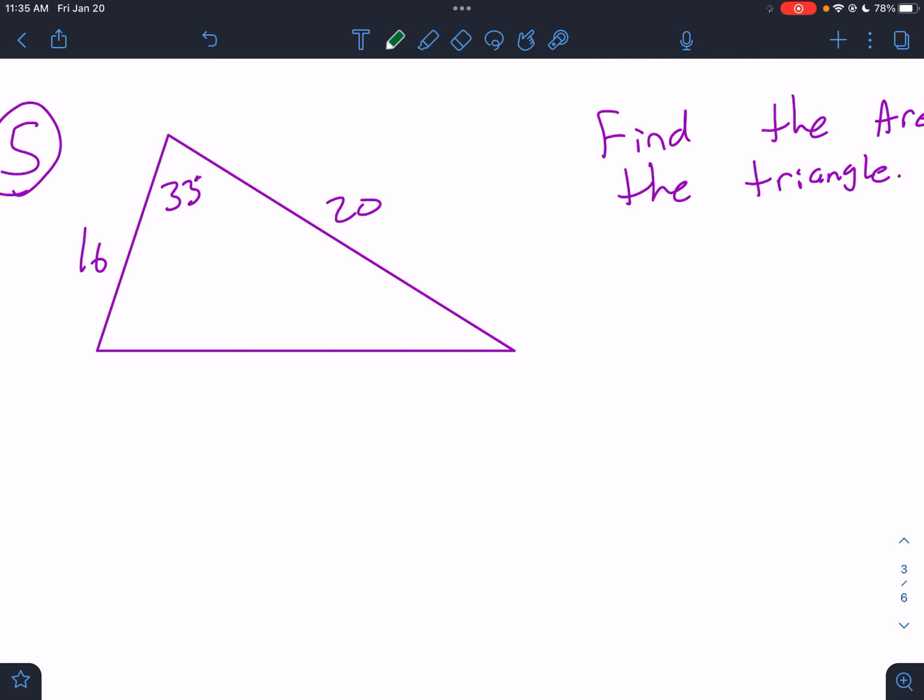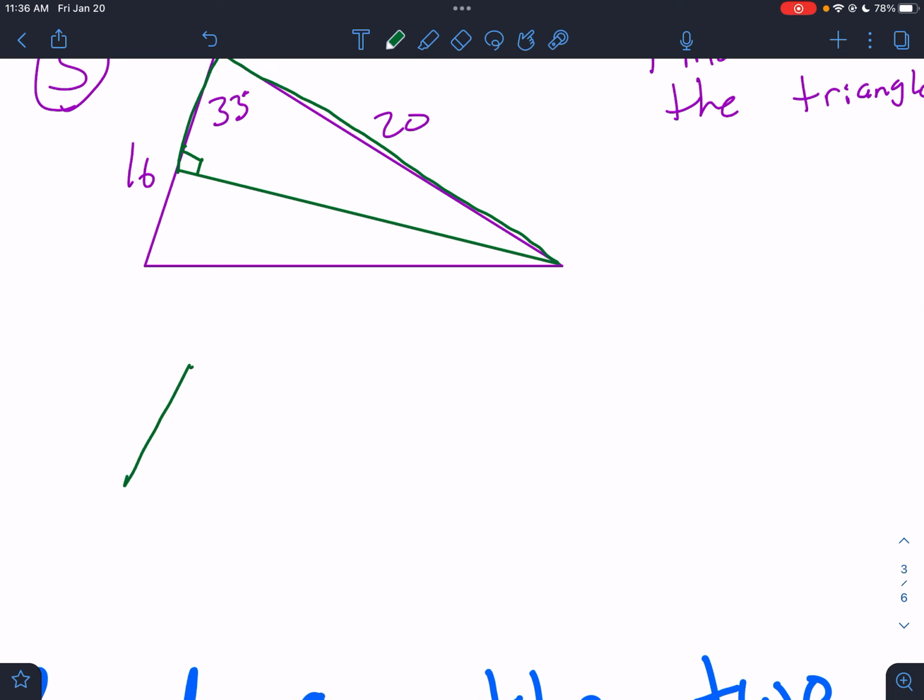My favorite height is this one. It's a no-go. I don't know how to split up the 33, so I'm not going to do it. I have two choices. I could go this way and have 16 as my hypotenuse and an angle of 33, or I could go this way and that gives me 20 as the hypotenuse. It doesn't matter. You can do either one. They're both okay. I'm going to do this one.